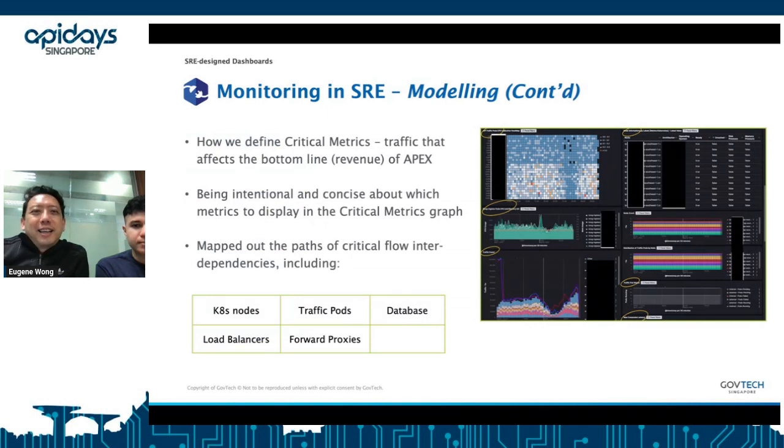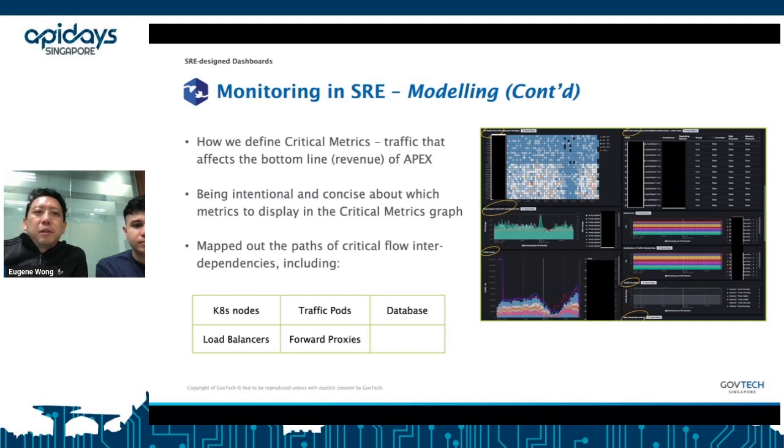And this is how we design our critical metrics dashboard. Basically, they are systems which serve the traffic that affects the bottom line of Apex, which is essentially our API calls. And we will be extremely intentional and concise about what metrics to put in these dashboards, not too much, but not too little as well.